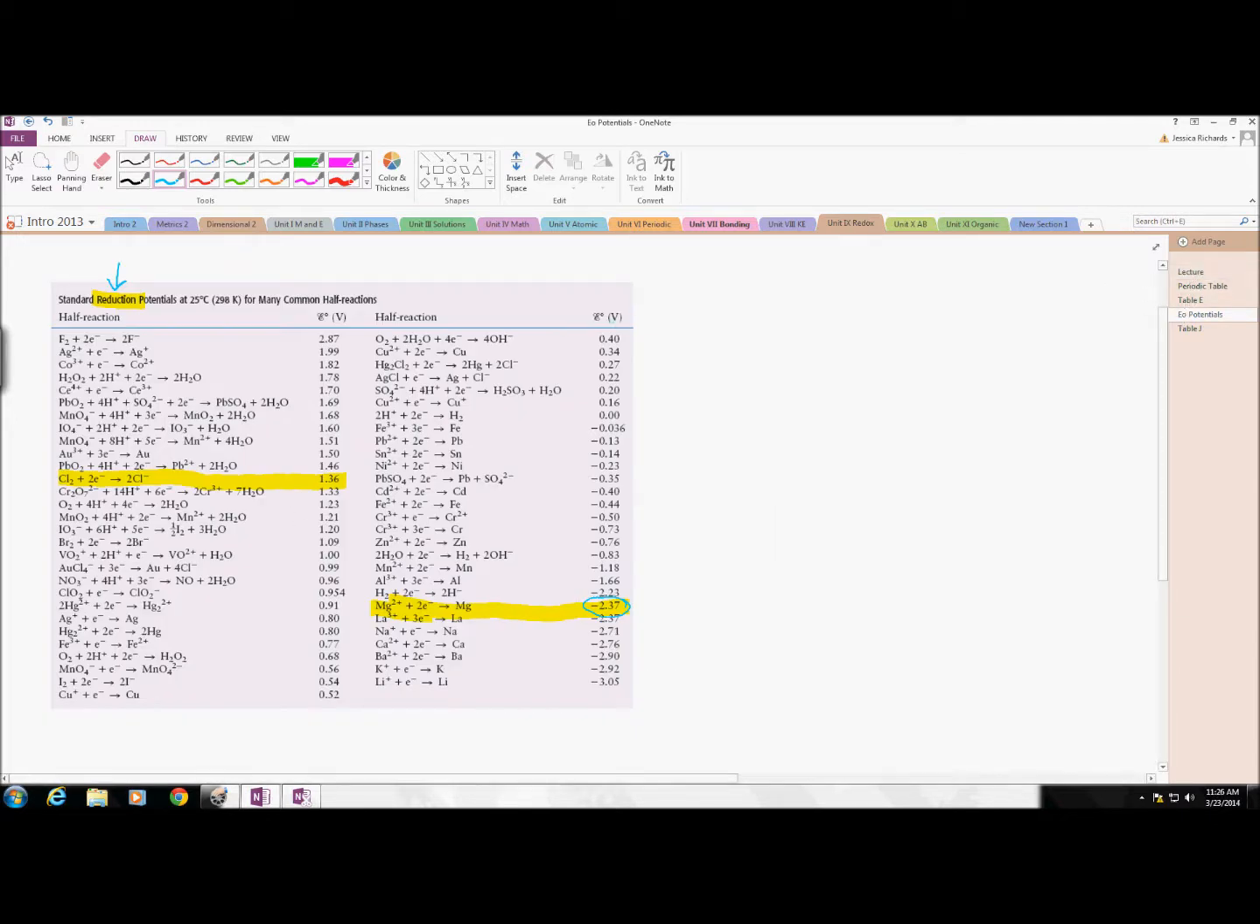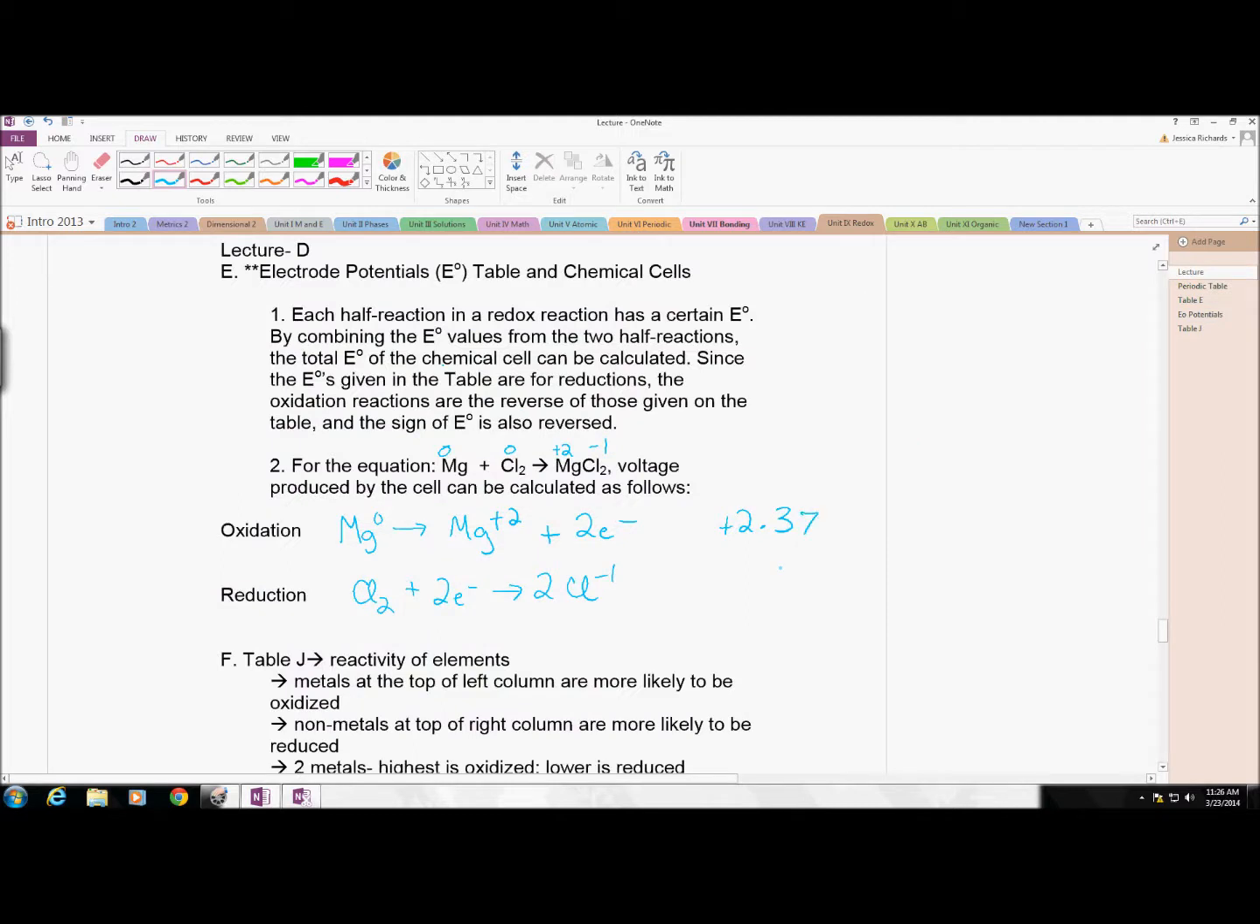The chlorine is exactly the way we wrote our equation, so we just use the number the way it is, positive 1.36, and to get your total electrode potential, what the voltage would be, just add the two together, and this would be a spontaneous reaction.